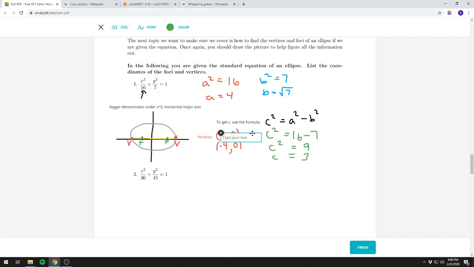Go ahead and do that. The foci. The one on the right here would be 3, 0. And the one on the left here would be negative 3, 0. And that's pretty much all there is to all the problems in this section that aren't word problems.